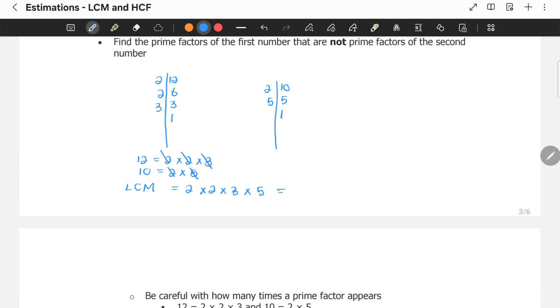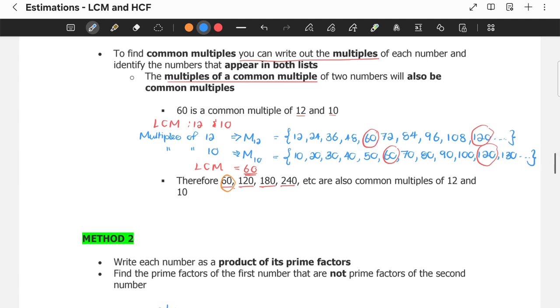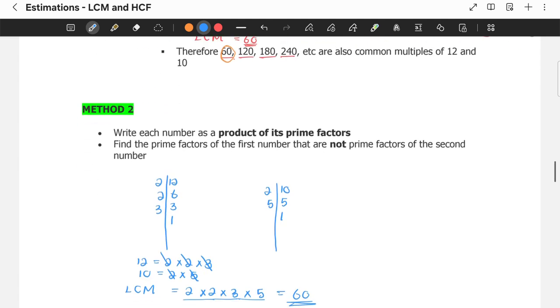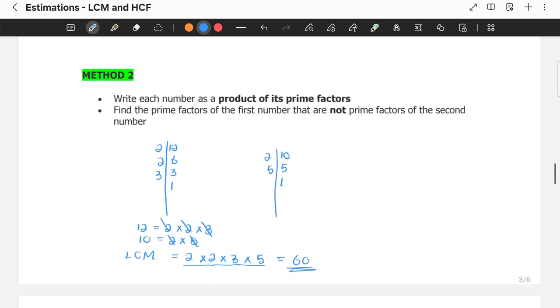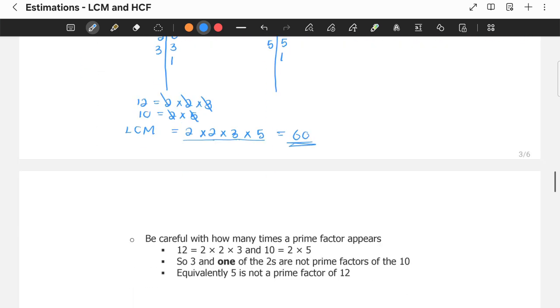And now we expand this. 2 times 2, that is 4, times 3, that is 12, times 5, that's 60. So it is much easier in this way, I think, compared to writing the multiples of the numbers. Unless for some numbers you easily get to the lowest common multiple, but for some numbers it could expand to higher digits. So you can choose whichever method is easier or which one you understand.